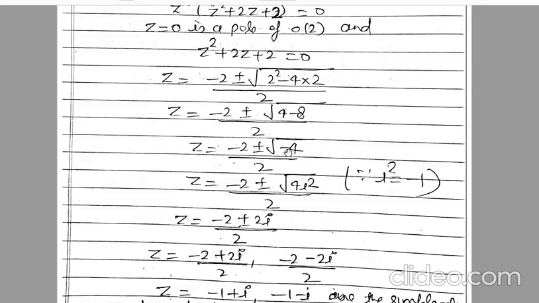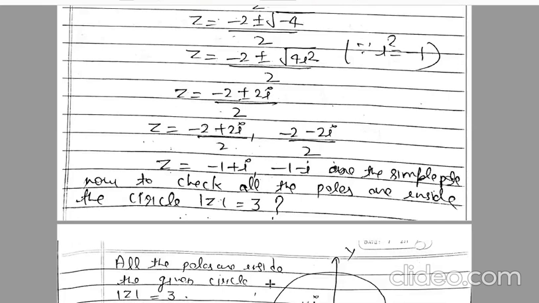So just minus 4, and in complex numbers, minus 1 is always iota square. So you can write here iota square. So minus 2 plus minus 2i upon 2. So you will get minus 1 plus iota and minus 1 minus iota, which are simple poles, because these differ from each other. So pole of order 1, or simple pole.